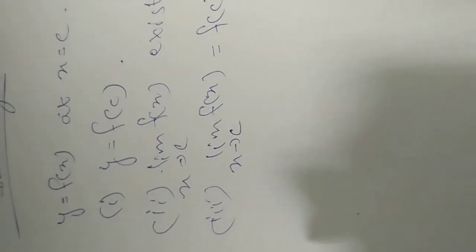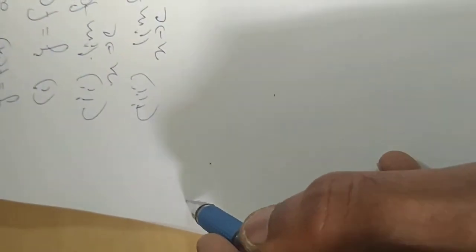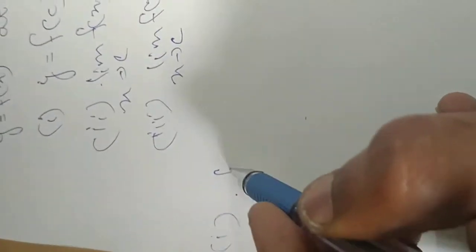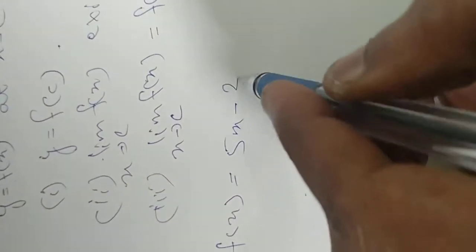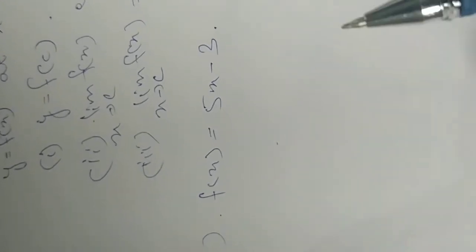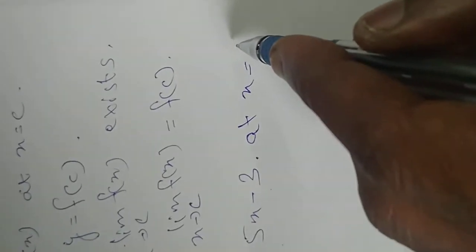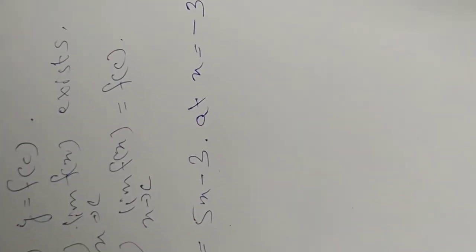Now by an example we shall see how to check the continuity of a function. Let me consider the first example, the function defined by f of x is equal to 5x minus 3. We need to check the continuity of this function at the point x is equal to minus 3.